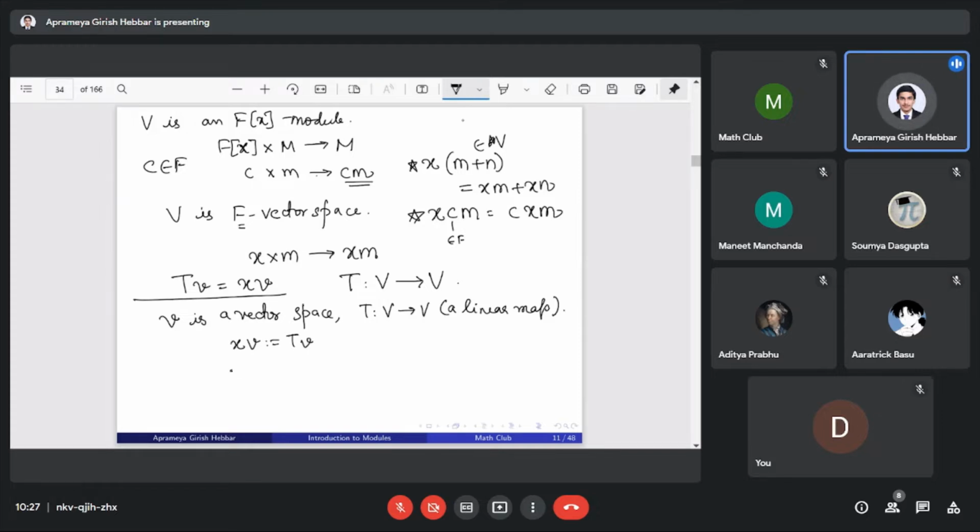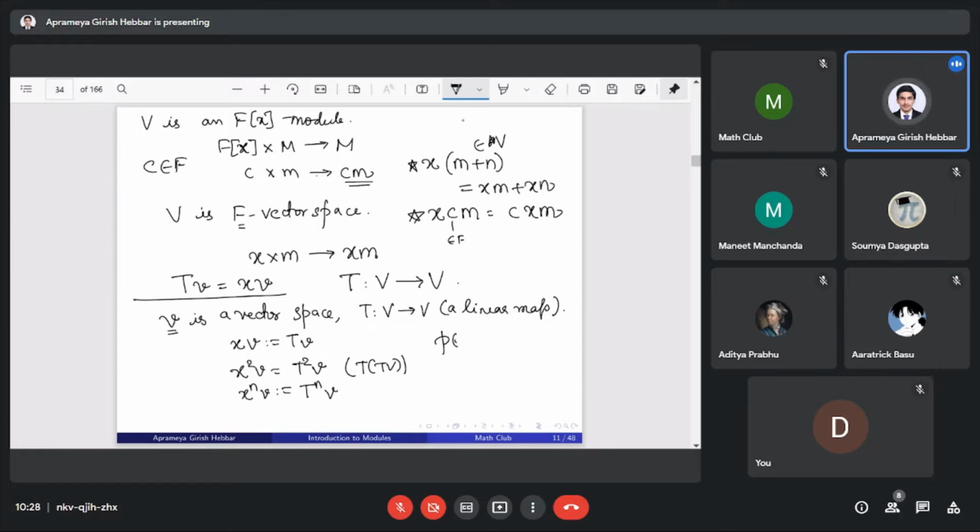So then I'll be forced to define x squared v as t squared v. That means t of v, because this would be x of v. So I'm trying to turn a vector space V into a module. So I'll have to define x to the power n v to be t to the power n v.